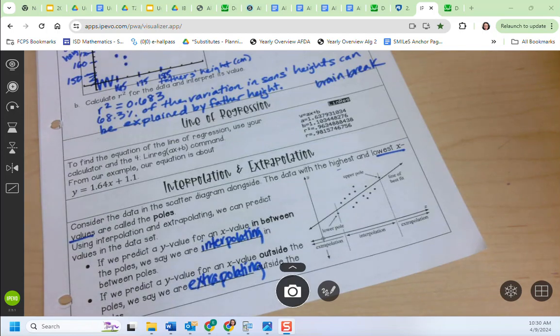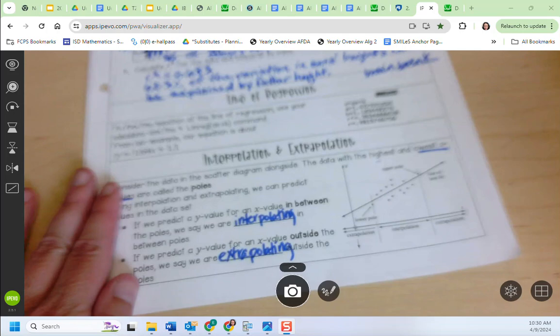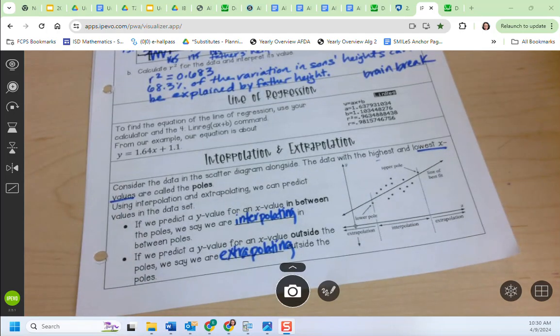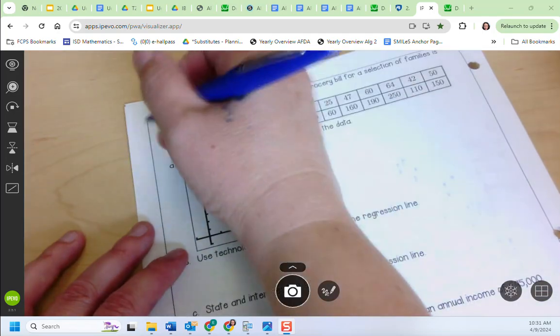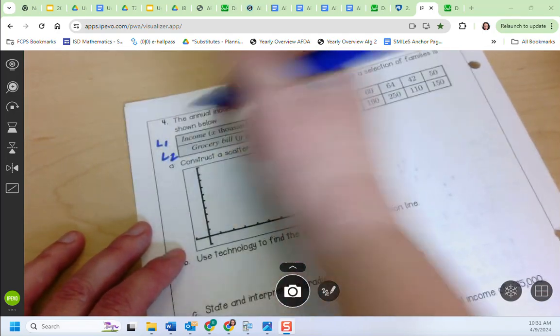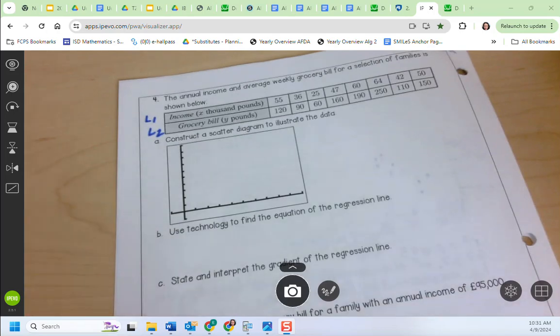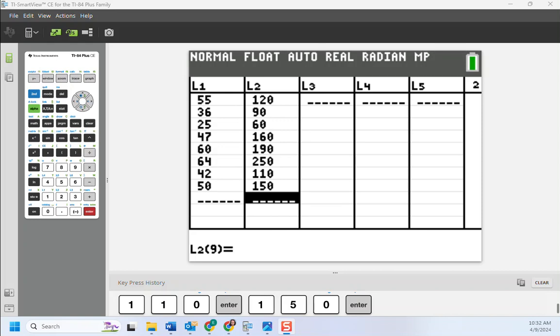All right. For the next one, instead of drawing the scatter plot, which can be a little bit tedious, we're going to look at the scatter plot on our graph. And so we're going to enter the data into our list 1 and our list 2, and then we're going to look at the scatter plot together. But we're not going to graph it, because it's just getting to be a lot to graph. Okay, so turn the page, and let's put these numbers into list 1 and list 2. So we put the income into list 1 and the grocery bill into list 2.